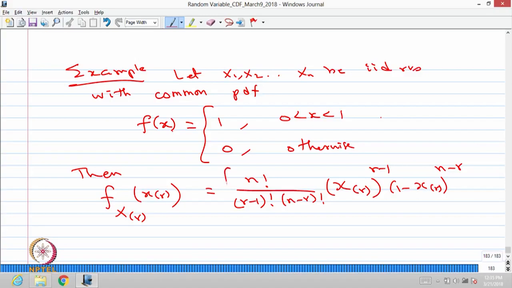So, this is valid whenever the rth order statistic lies between 0 and 1, and this is true for r equal to 1, 2 and so on till n, and 0 otherwise. So, this probability density function is non-zero when x bracket r lies between 0 and 1, otherwise it is 0, and this way you can find the probability density function for r equal to 1 to n.